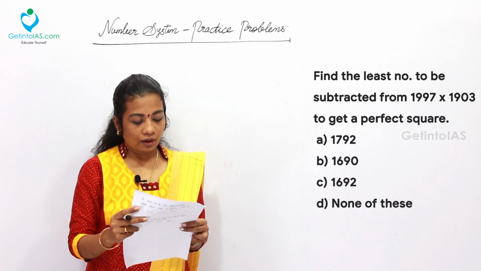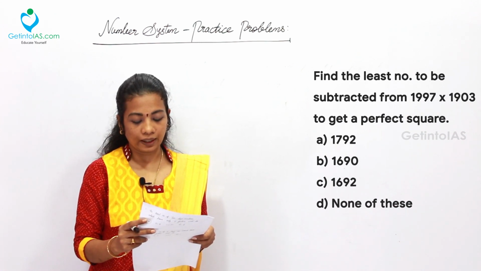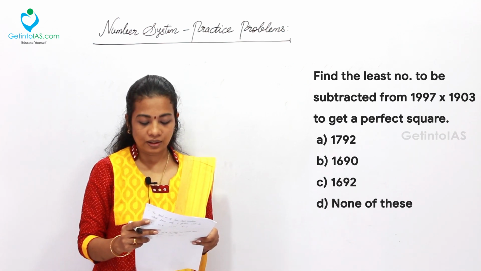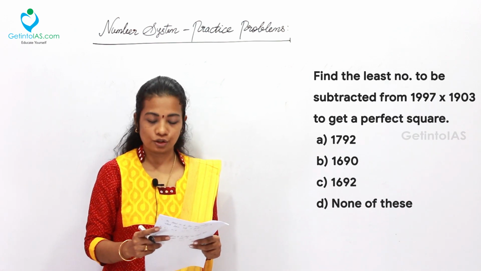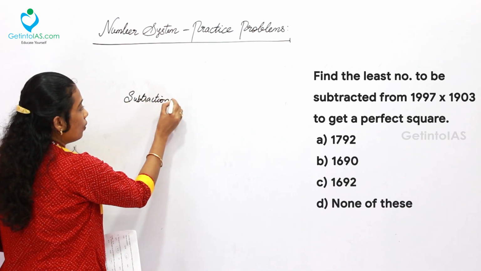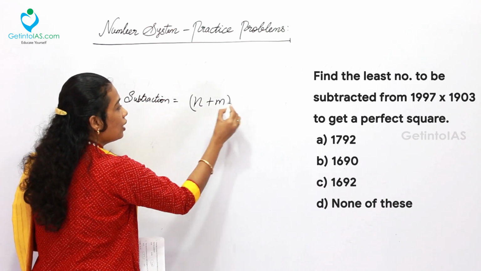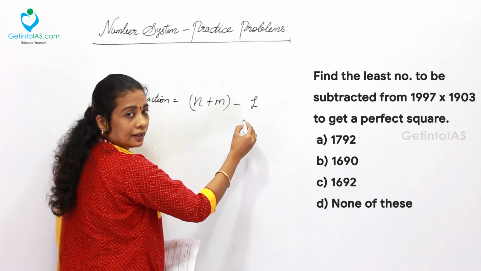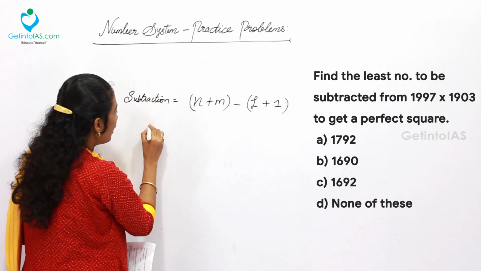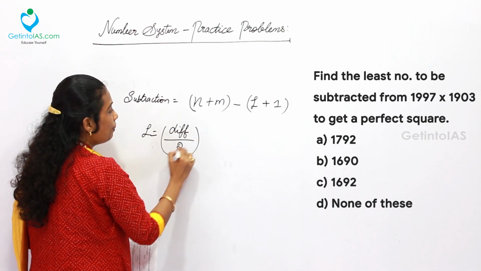The next number 4. Find the least number to be subtracted from 1997 into 1903 to get a perfect square. Here it is given a 4-digit number. Let us solve. So here also the subtraction. So for subtraction, what is the final result? So you want to add up the number n plus m. It is to be subtracted with L plus 1. So for that we want to follow the formula for L. L is equal to what? Difference by 2, the whole power 2.